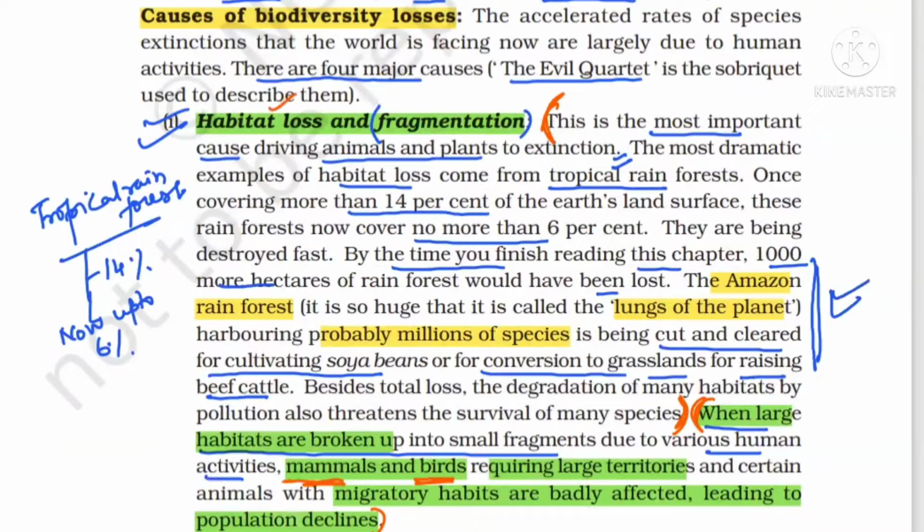And for habitat loss, remember the tropical rainforest, which occupied 14% of the land area and is now less than 6%. Another example is the Amazon rainforest, which is cut for cultivating soybean and converted to grassland for beef production. So I think this paragraph on habitat loss and fragmentation is now easy for you.